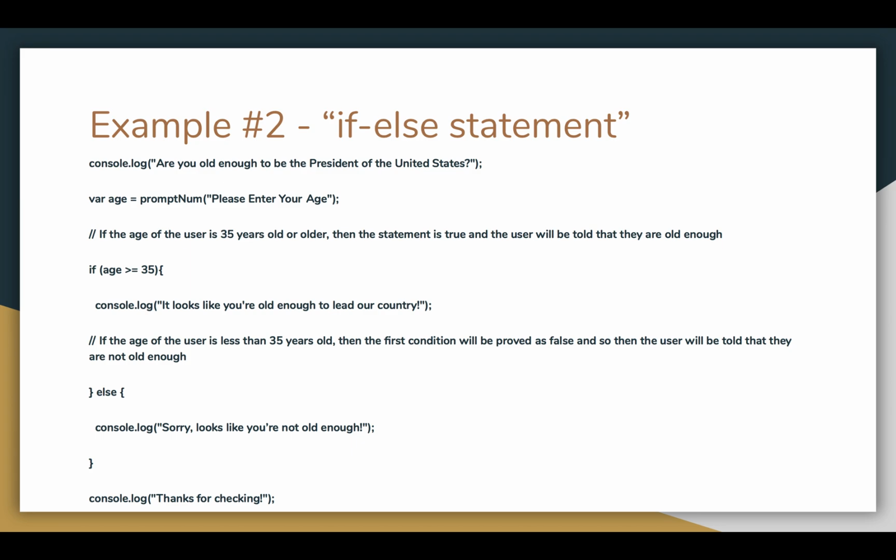So here in the code it says, are you old enough to be the president of the United States? You can see that the user enters their age. So if the age of the user is 35 years old or older, then this conditional expression is true, and the user will be told that they are old enough. So if you input an age that is greater or equal to 35, then this message, it looks like you're old enough to lead our country, will pop up.